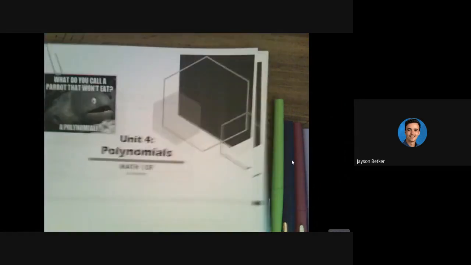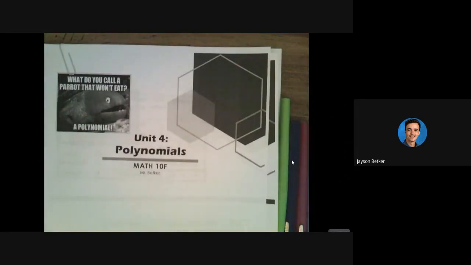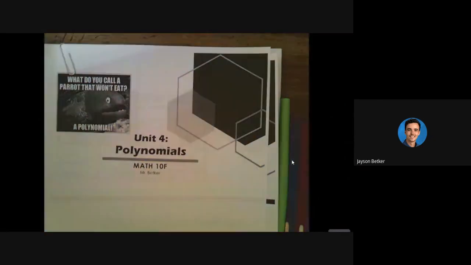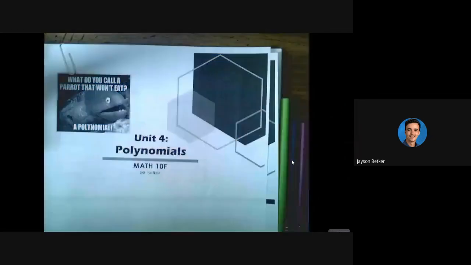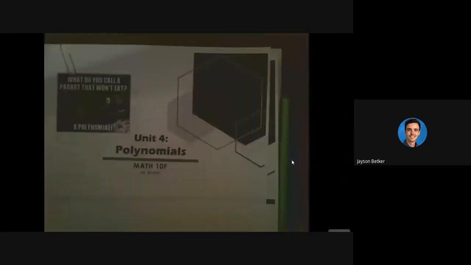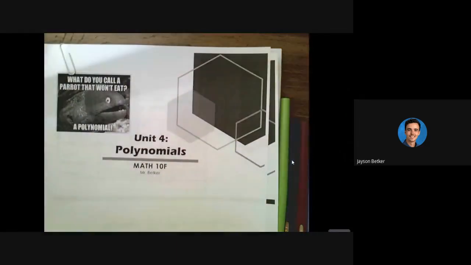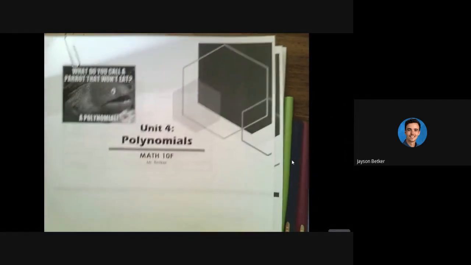Polynomials. So this is our next unit that we're going to be doing together. I'm still trying to get this lighting right. I want a little bit more natural light in here. How does that look? I think that's good. All right, polynomials. Let's get started.